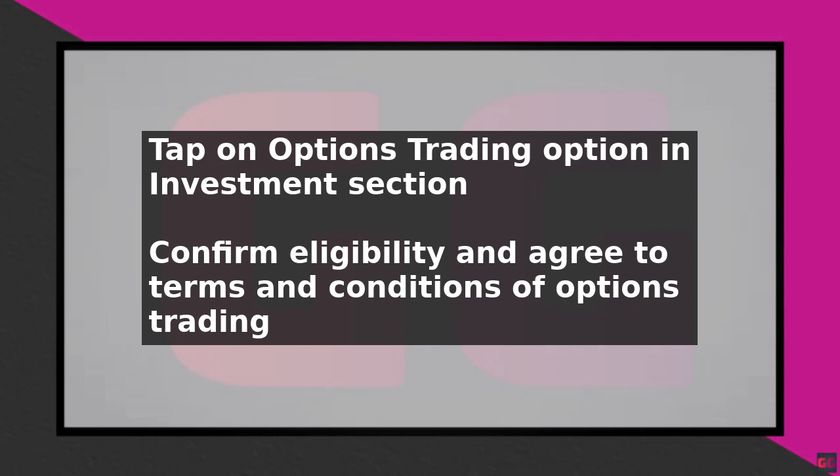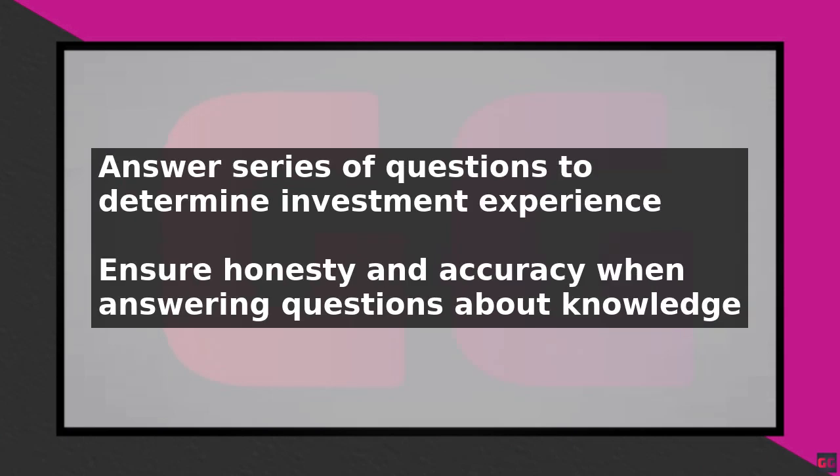Once you have completed the application process, Robinhood will review your account and may request additional information or verification. This process can take a few minutes to a few hours, depending on the volume of applications. If your application is approved, you will receive a notification and options trading will be enabled on your account.